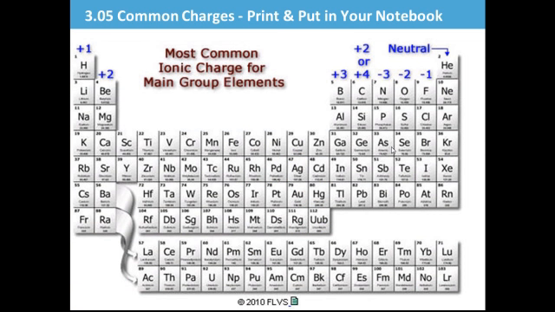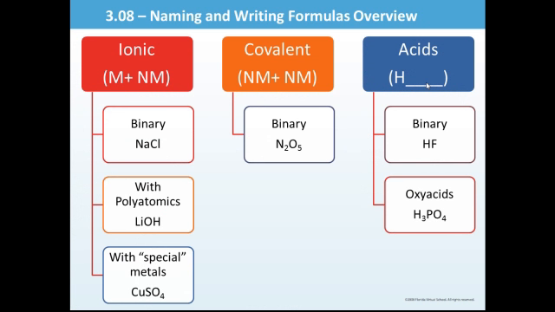From 3.05, we have our common charges periodic table. If you do not have this already in your notebook, which you should, please go back to lesson 3.05, get this periodic table, print it, and put it in your notebook. You need it for easy reference. It tells us what the charge of each of the main group elements are.